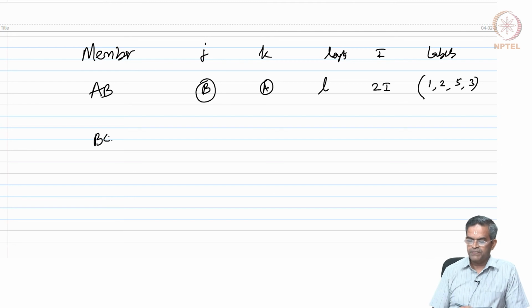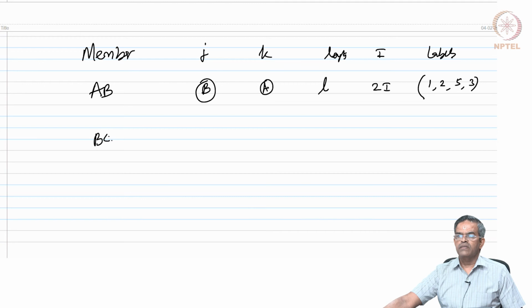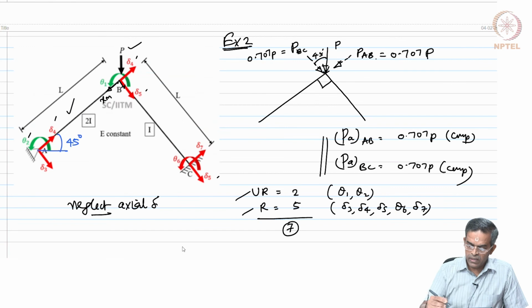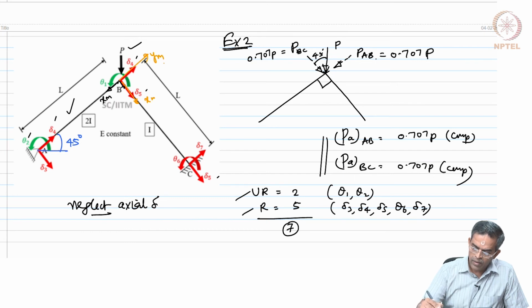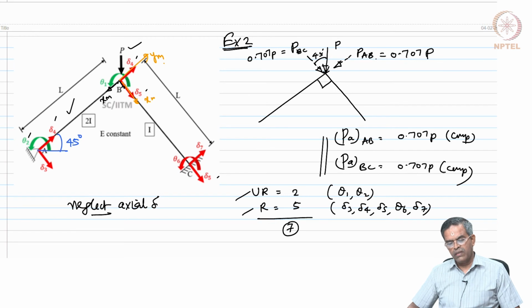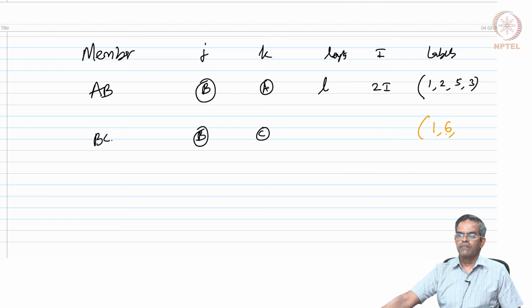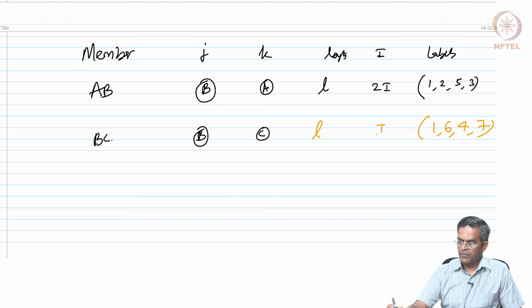Now, for the member BC, we will take the jth end at B and the kth end at C. So, this becomes my xm and ym for the member BC. The labels are going to be 1, 6, 4 and 7, isn't it? The length of the member is again L, but the moment of inertia is only I. So, I do not think there is any confusion for you people to write this table.